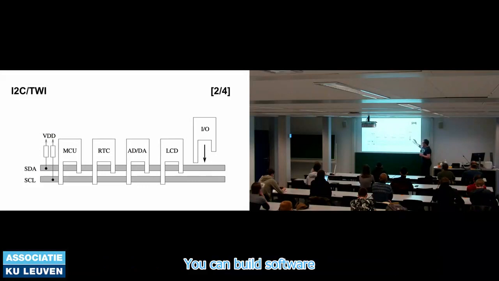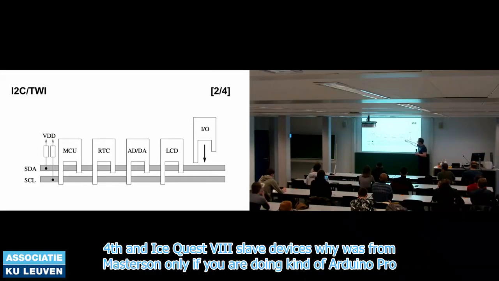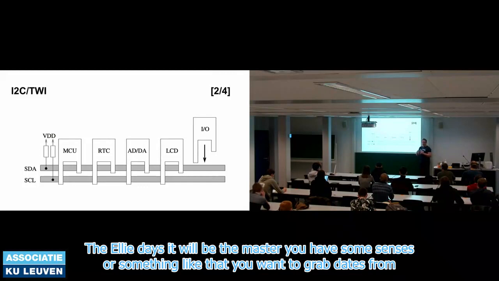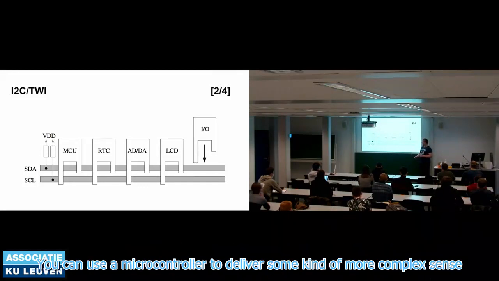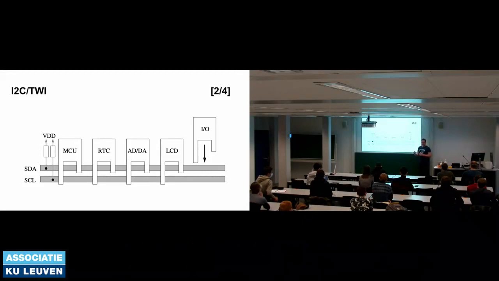You can build software for an I2C slave device as well as for a master. So normally, if you're doing Arduino programming in the early days, it will be the master. And you'll have some sensors or something like that you want to grab data from. You can equally use a microcontroller to deliver some kind of more complex sensor. And then you'd be building the slave logic as well. So you can end up doing both.